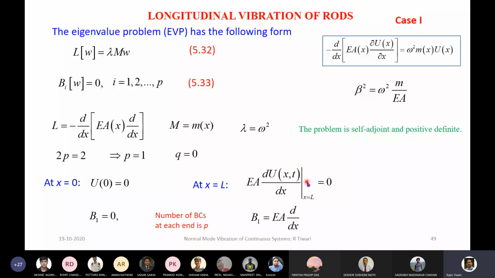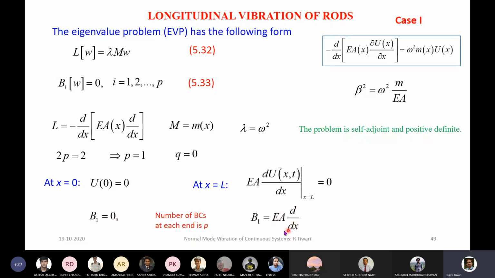This is the boundary condition. And if you compare this with this, we'll see that the operator B1 will be EA d by dx, because B is a differential operator. In the previous case, there is no differentiation, so B1 is 0. The order of differentiation is 0. We need to substitute B1 as 0, so this operator onto the W has no differentiation.